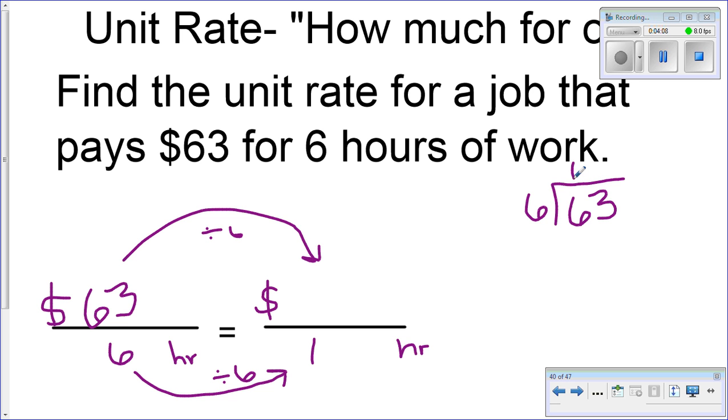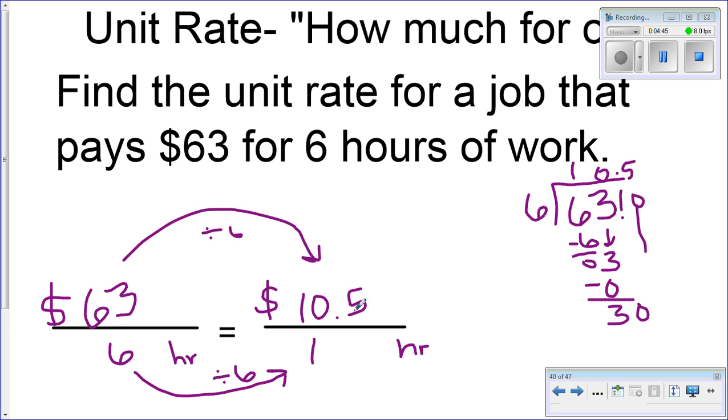6 goes into 6 once, and we have a remainder of 0. Let's bring down the 3. 6 goes into 3 0 times, and now I have another remainder of 3. So at this point, we've discussed that we need to add a decimal, bring it up into the quotient, and add a 0, and bring down our 0. How many times does 6 go into 30? And that's 5 times, because 5 times 6 is 30. So my hourly wage is $10.50 per hour.